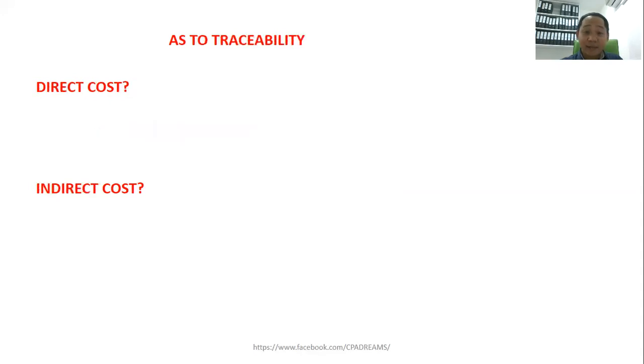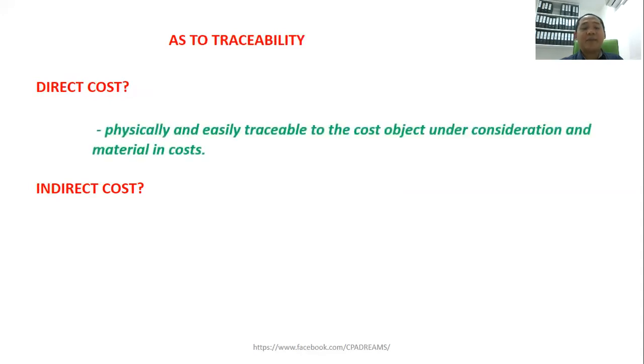As to traceability naman tayo, so we have direct costs and indirect costs. Sa direct costs, physically and easily traceable to the cost object under consideration. Okay, so ibig sabihin, physically and easily traceable. Actually, there's a process for what you call cost tracing. Anong ibig sabihin ng cost tracing? That is the process of identifying direct costs.